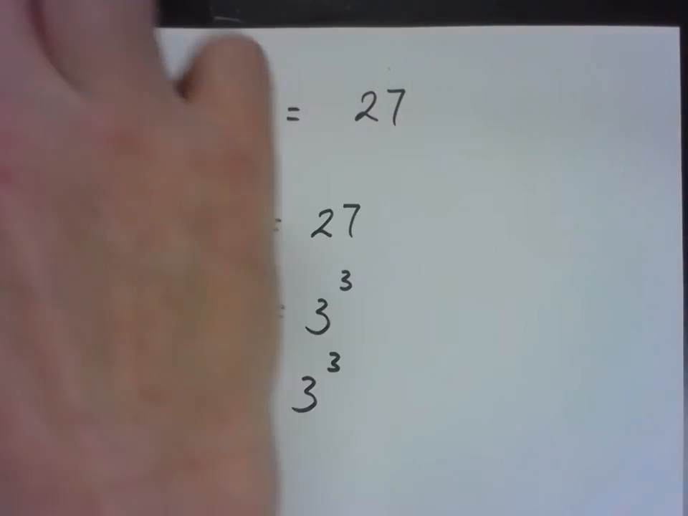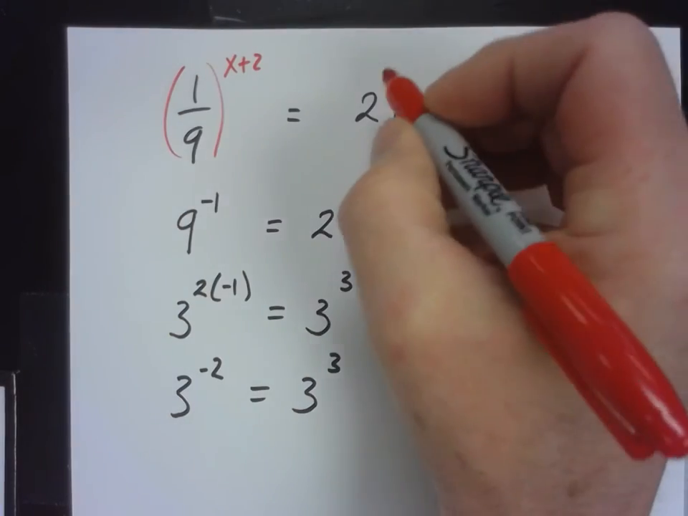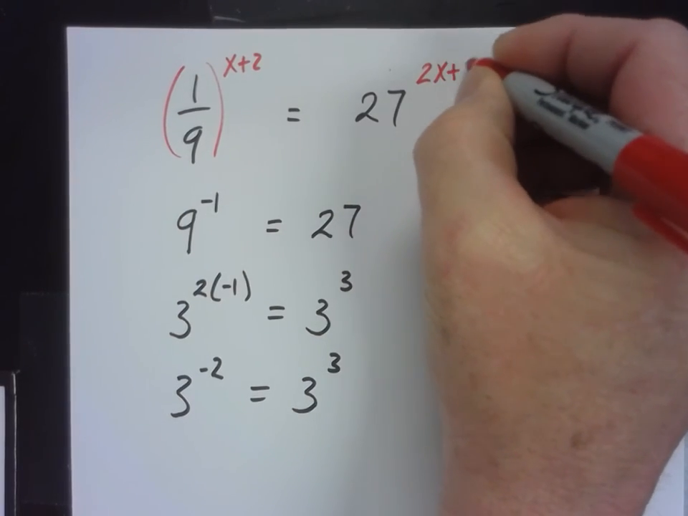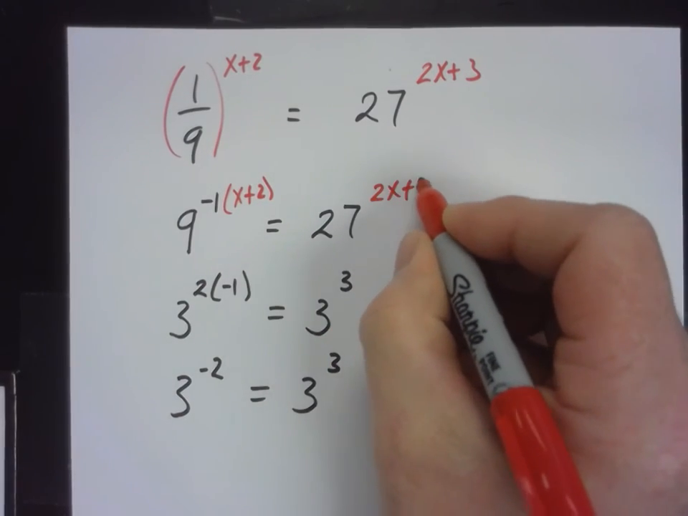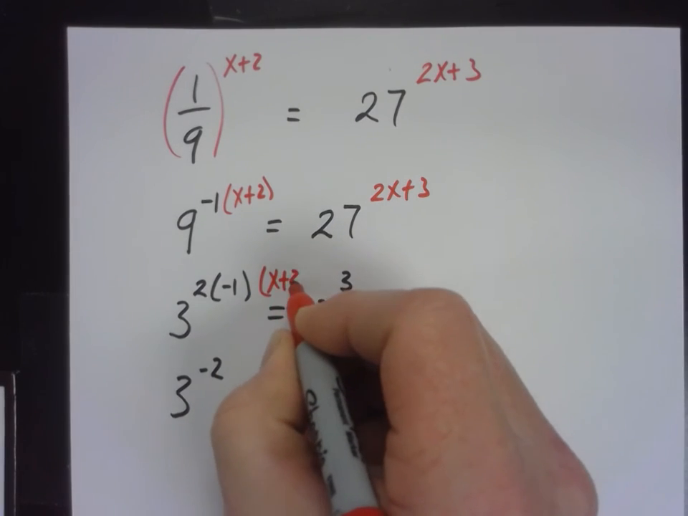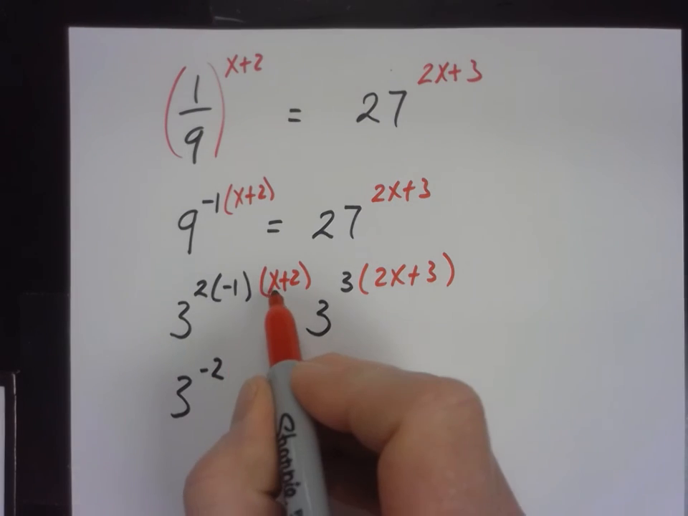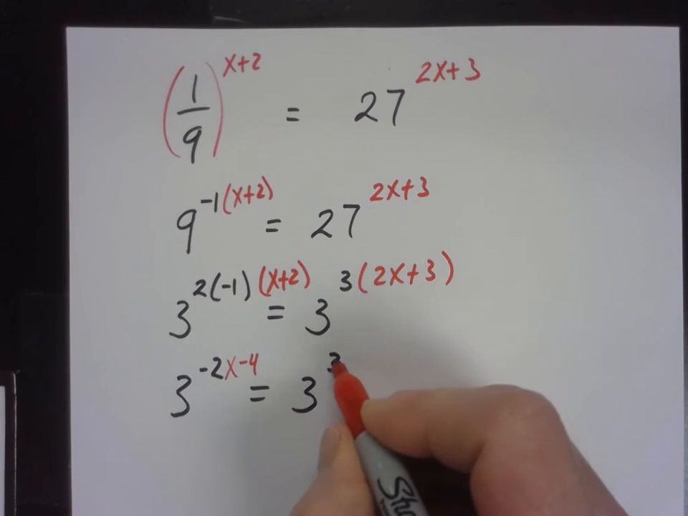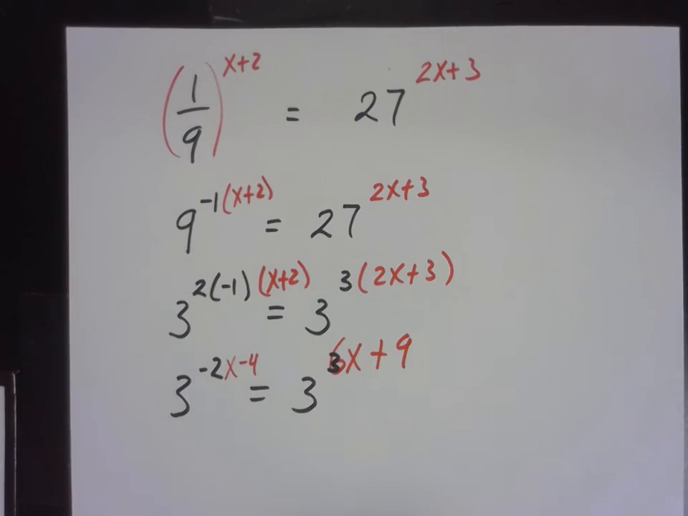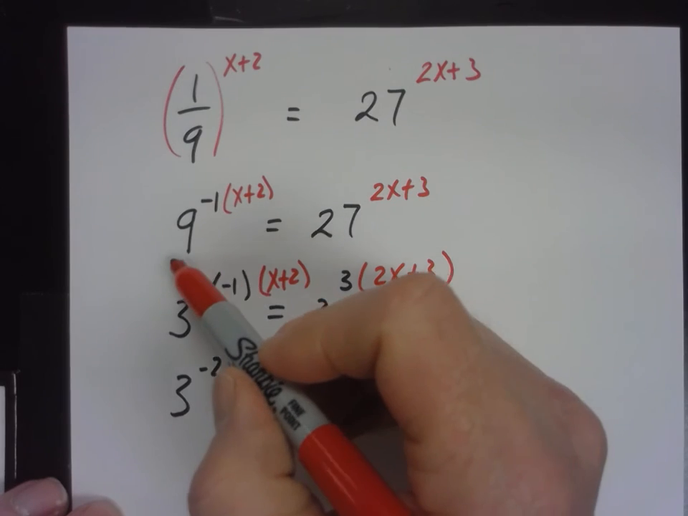But in your problems, you're going to have something like, this is raised to the x plus 2, this is raised to the 2x plus 3, and so you're still going to have x plus 2 here, and 2x plus 3 here, and then times x plus 2 here, and times 2x plus 3 here. And so we're going to end up with negative 2x, subtract 4, and this would be 6x plus 9. And so in this case, now can we solve and find the variable? Okay. Do you see why it's a good idea to write it at least this way first?